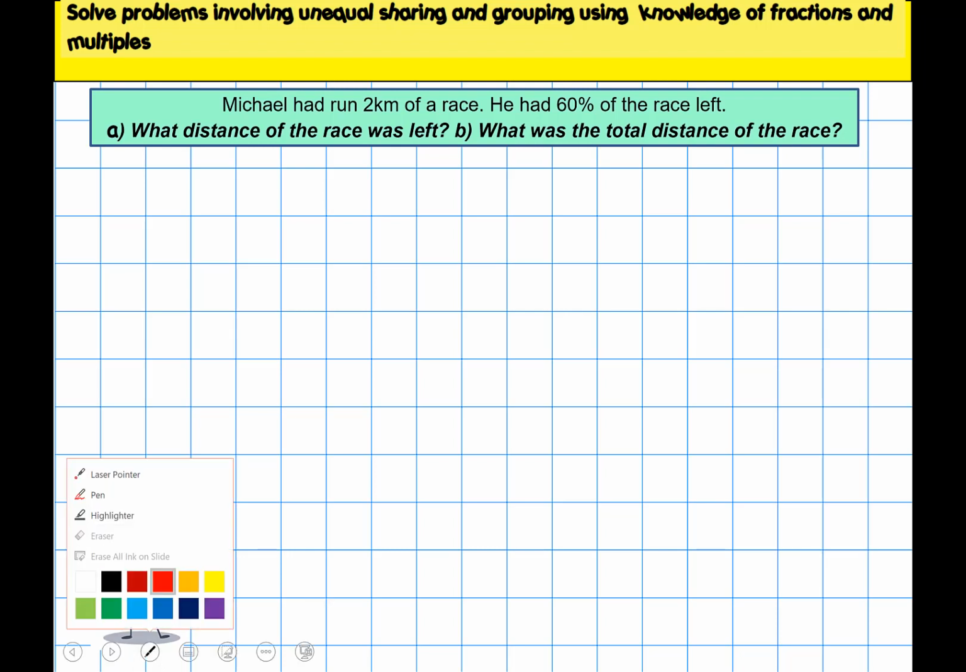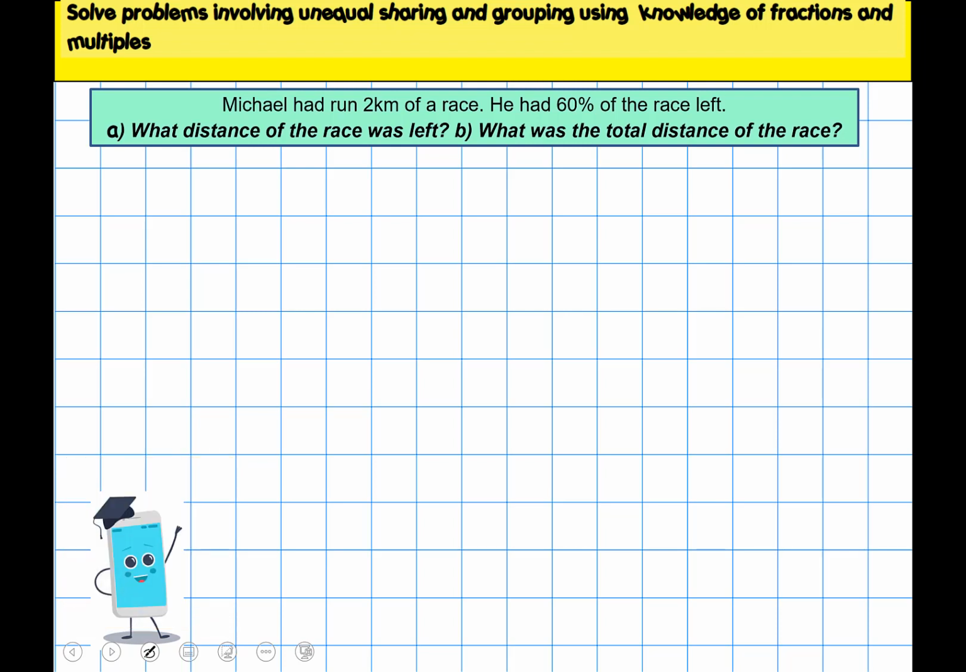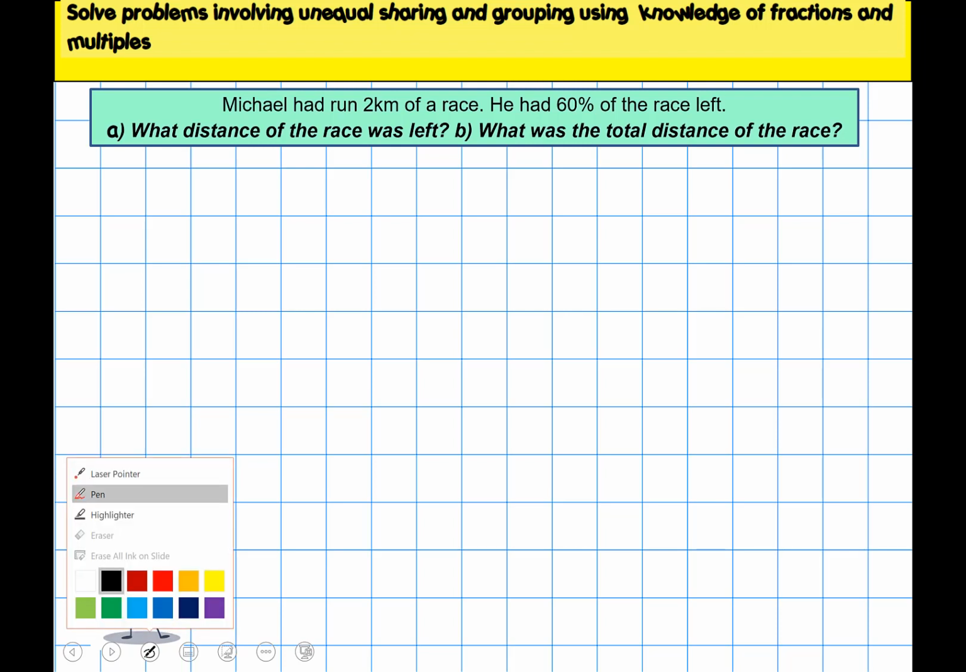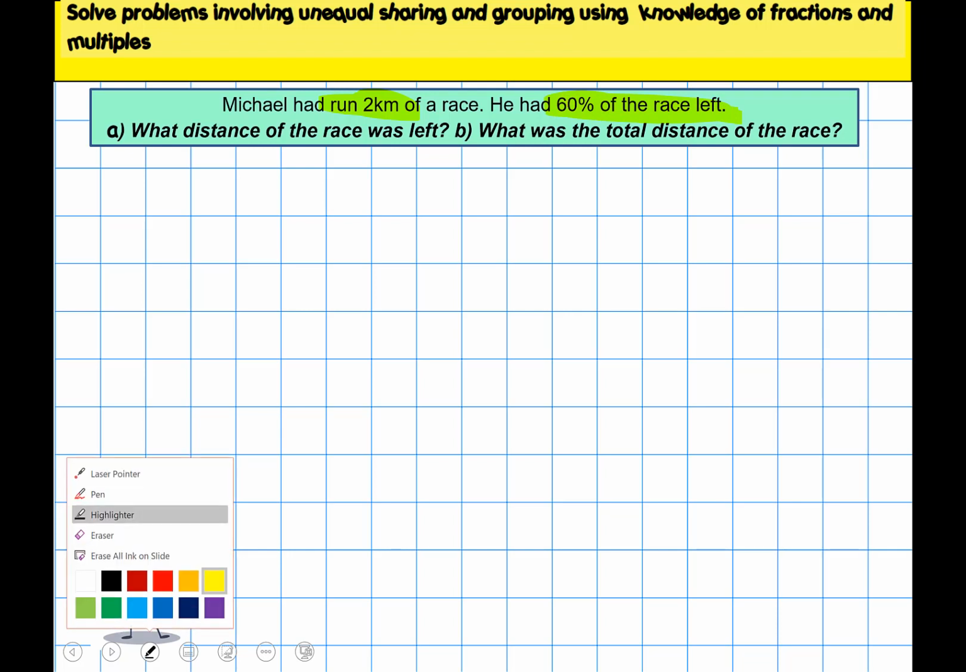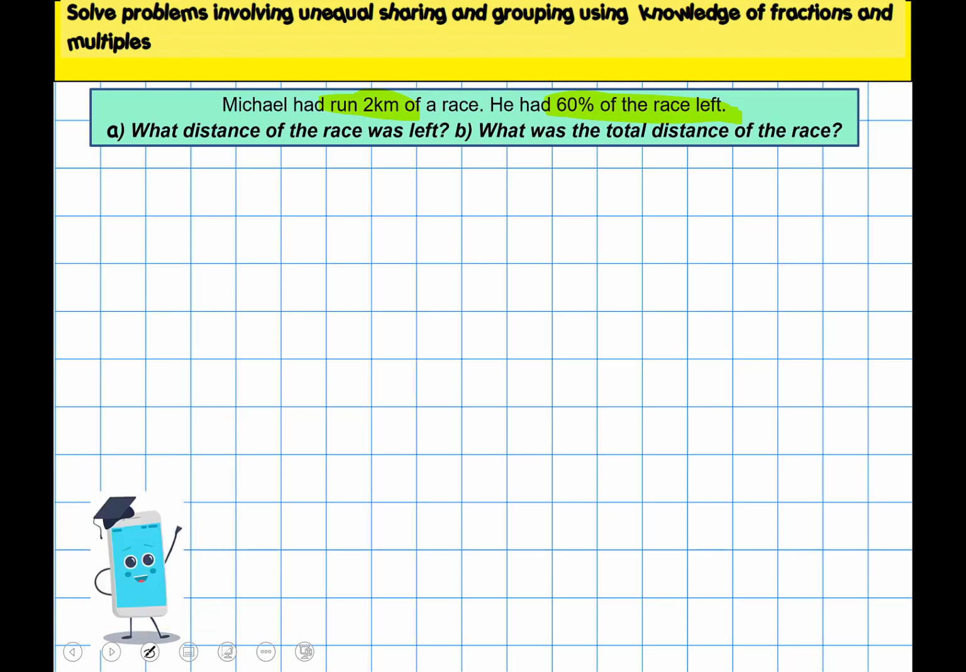Okay, these questions can always seem quite complicated because there's a lot of information in them. We need to pick out the important bits. So let's start by highlighting. He had run 2 kilometres. So he'd already completed 2 kilometres. He had 60% of the race left. Okay, so let's pick that apart because this is where some people can get confused and make some errors. He'd already run 2 kilometres and he had 60% of the race left.